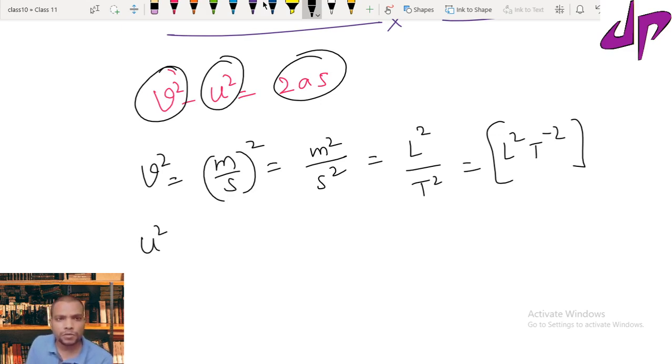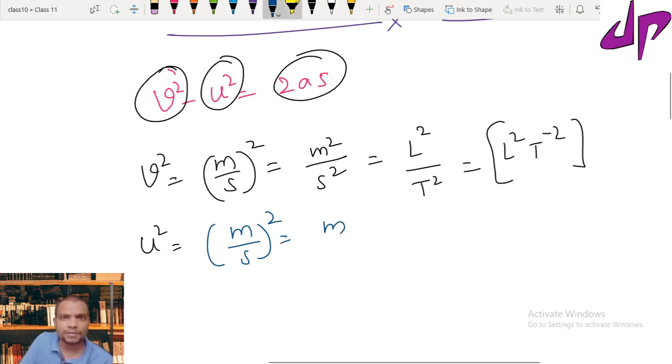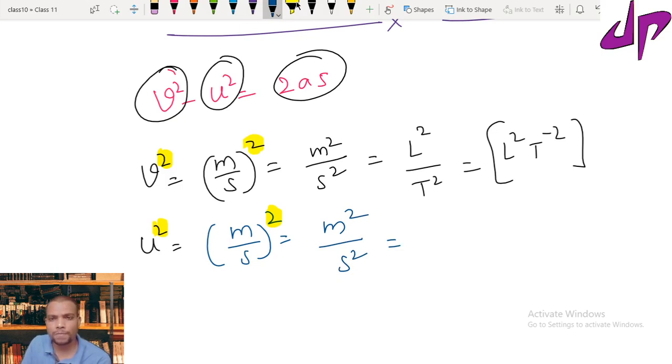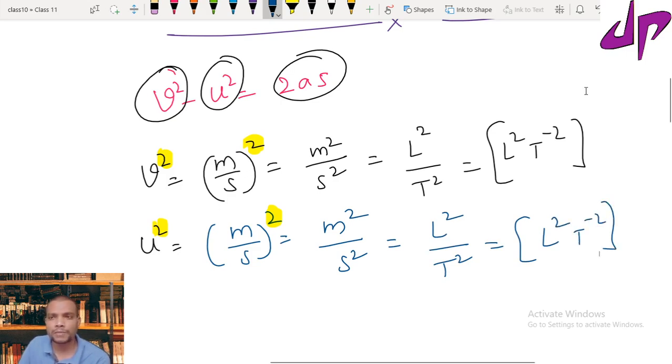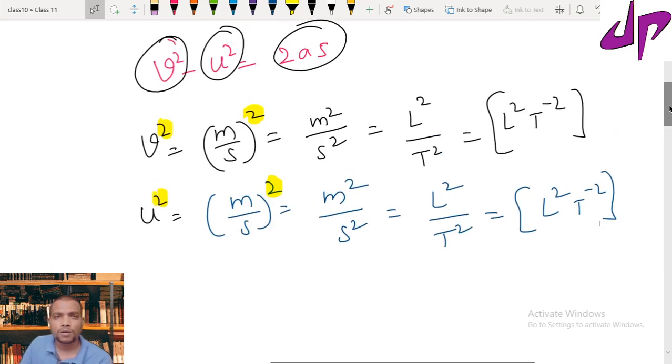Similarly, u square is also a velocity, the initial velocity. Velocity units are meter per second, and that's why we need to square it here. So I get the same, m square by s square, L square upon T square, and we end up with L square T power minus 2 as the dimensions for u square. Now let's check the dimensions for 2as.